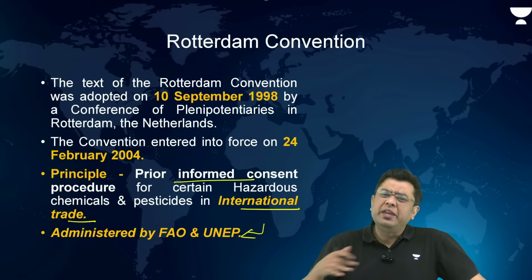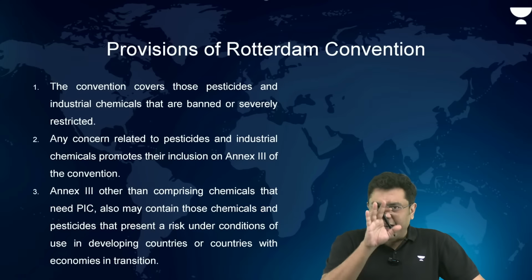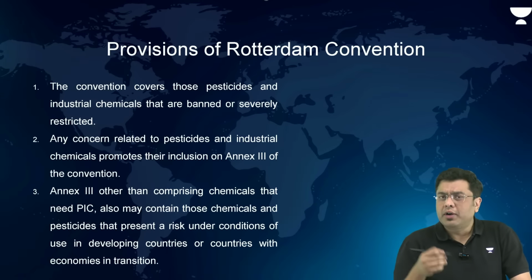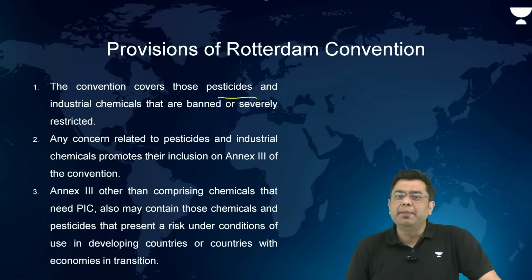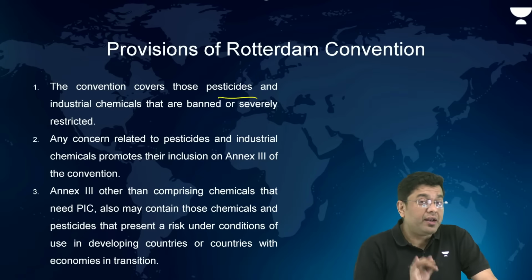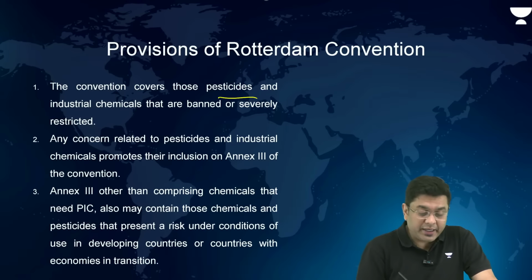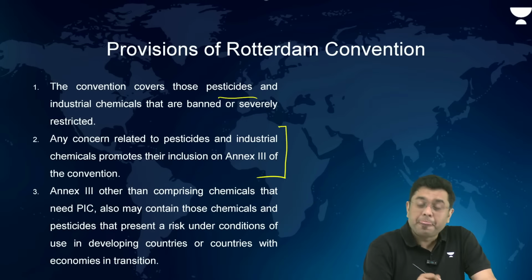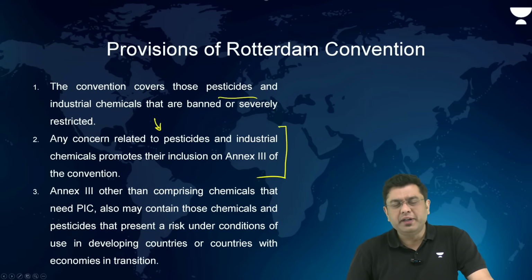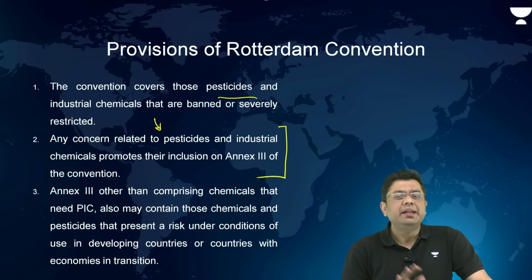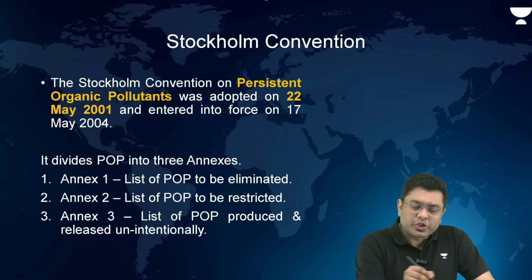Okay. Now here again you have Annex 3 chemicals and the list which is maintained. It covers those pesticides and industrial chemicals that are banned or severely restricted owing to their damaging effects. Any concern related to these chemicals is covered under the list of the convention. Okay. Then you have the Stockholm Convention.